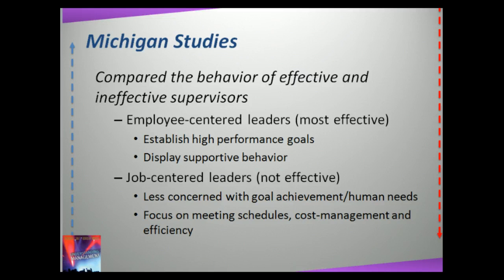Now let's go to our Michigan studies. The researchers at the University of Michigan identified two categories of behaviors as well: employee-centered behaviors and job-oriented behaviors, which roughly correspond to consideration and initiating structure, respectively. The employee-centered leaders were the effective leaders who established high performance goals and displayed supportive behavior towards the subordinates.